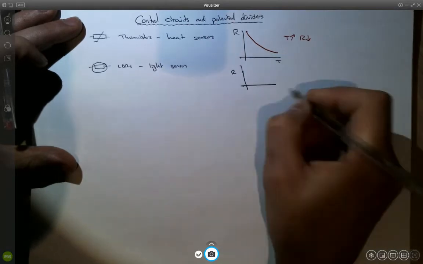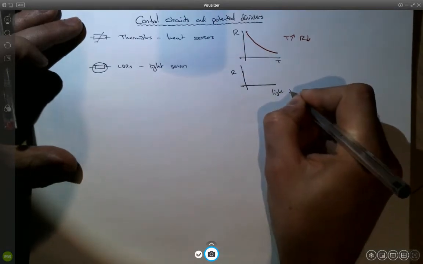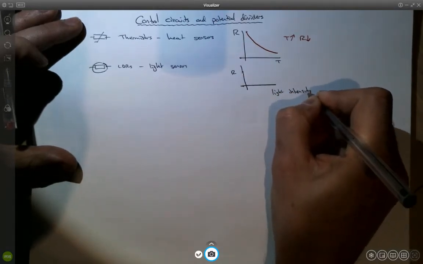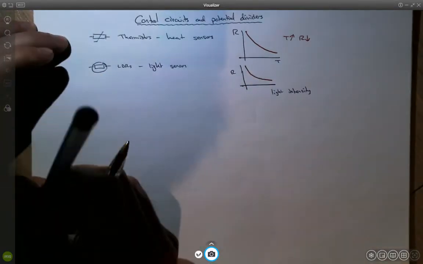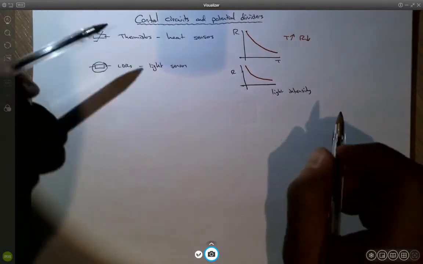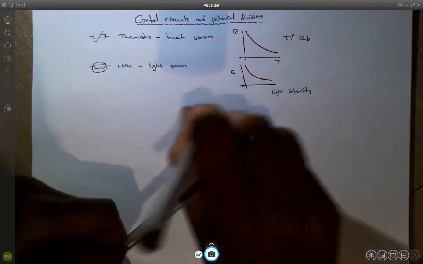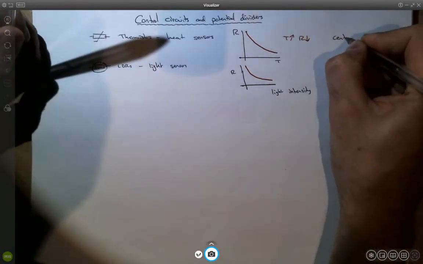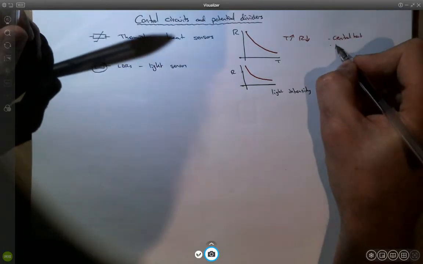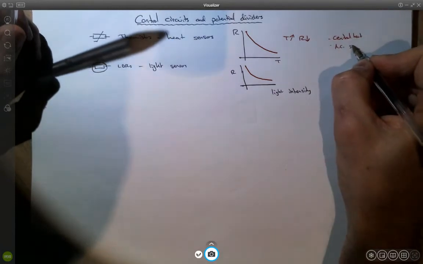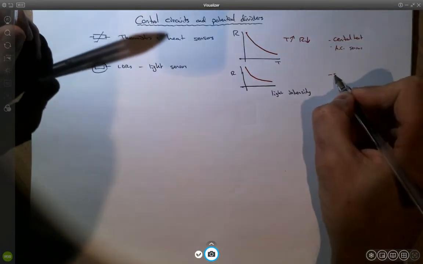We also look at light-dependent resistors, or LDRs, which are light sensors, and we have graphs that look like this: resistance against light intensity. And again, same kind of thing. There will be a curve like this. So what are some uses? Things like central heating, thermostats, air conditioning sensors, street lights.